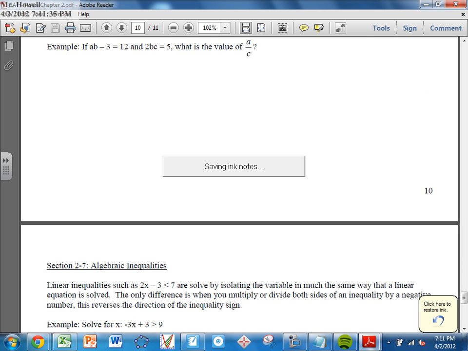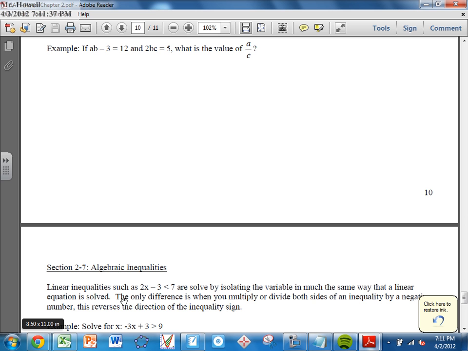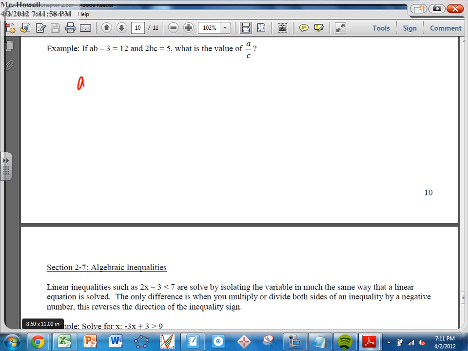All right. Next example, I want to find out the value of a divided by c. Okay, a divided by c, which seems to be a little bit messy. But think about this. You have a b in both terms here, and you have an a in one and a c in the other. So I'm clearly going to want to divide eventually, but I can't start dividing without altering this a little bit. So let's take a look. If I add 3 and I add 3, I'm going to get ab equals 15, and I'm going to get 2bc equals 5. All right, so far so good.